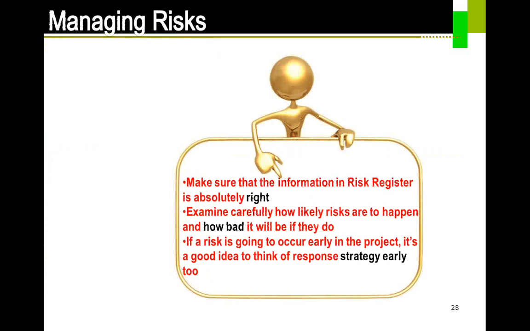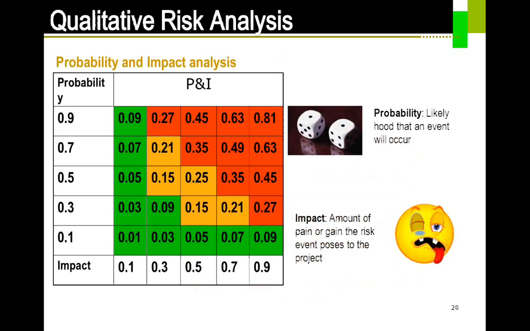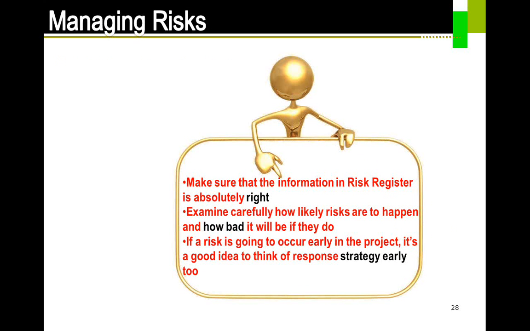So let me quickly take you through a few tips. Let's look at how to manage the risks. Some of the important things is, whatever risks we identify, we need to make sure that the information, the risk register, is absolutely right. Though we did the brainstorm, we need to really look at whether the data is right or not. Absolutely, we need to make sure that it is right, because otherwise we would end up solving the wrong risks.